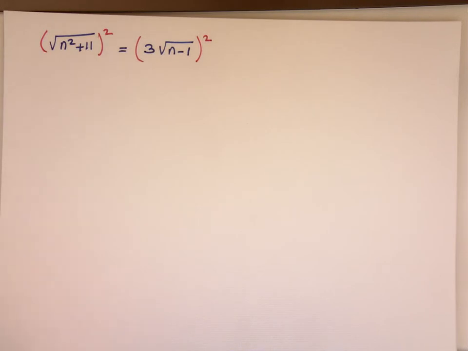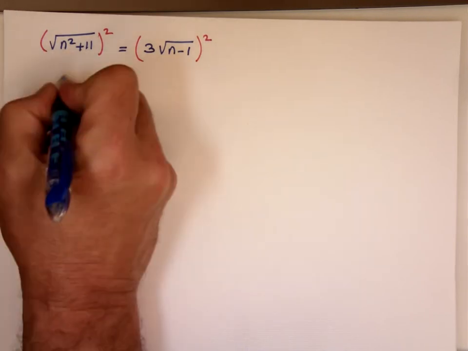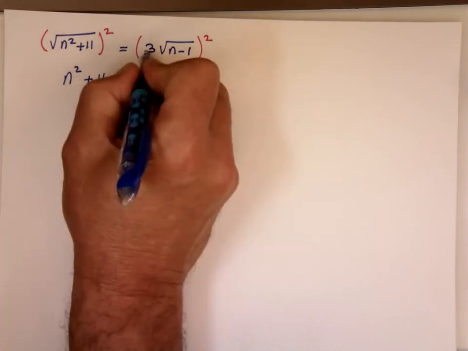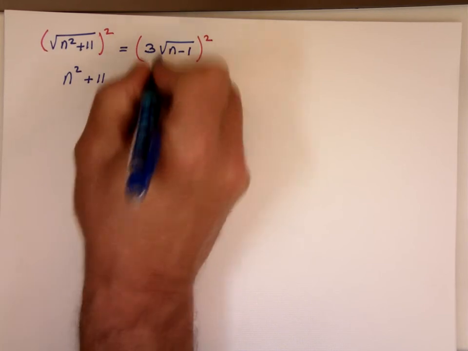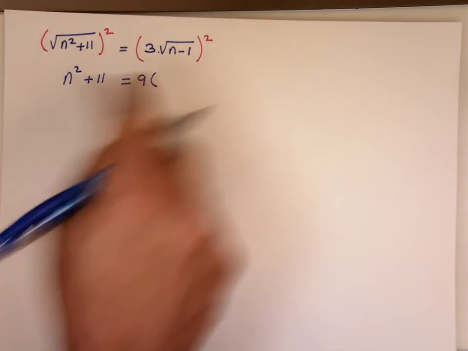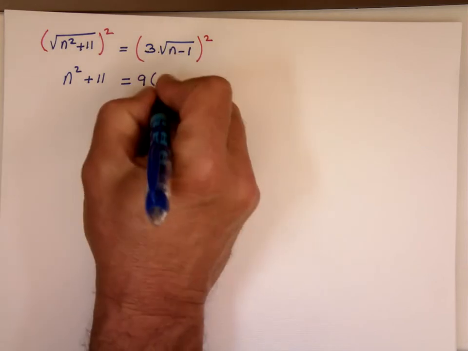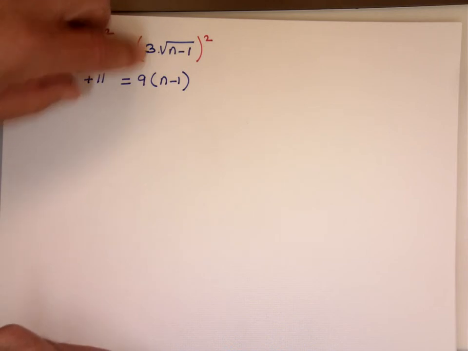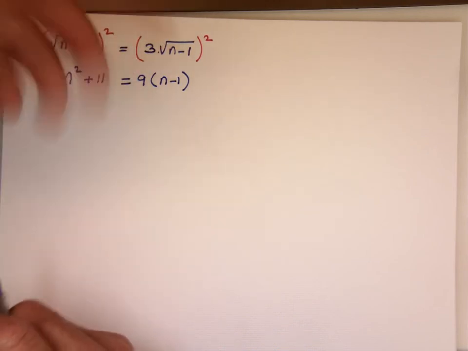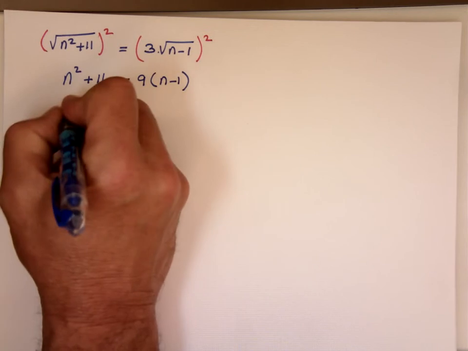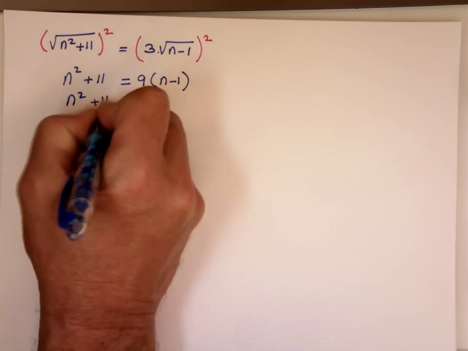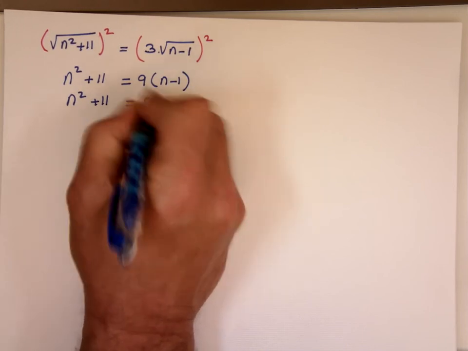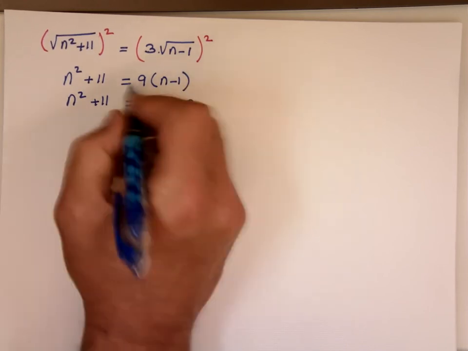When you square this, you lose the square root. When you square the 3, that's a 9 times, because that's a multiplication here. When you square the square root, you just lose the square root. So you square the 3, becomes a 9, and you square the square root, you just lose the square root. This is 9 minus 9 times 1, which is 9. 9n minus 9.